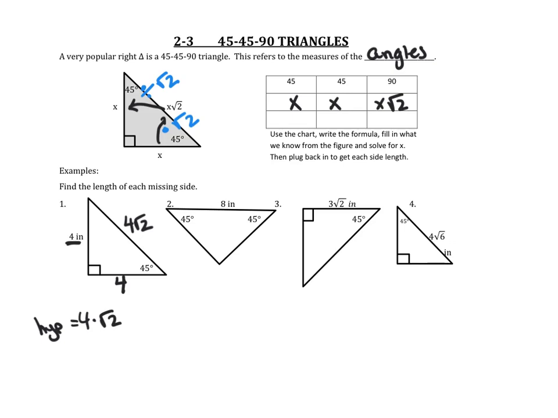In the second example, we are given the hypotenuse because it's opposite the right angle. So to go to either leg, we will divide 8 divided by root 2, and that will give us 4 root 2.